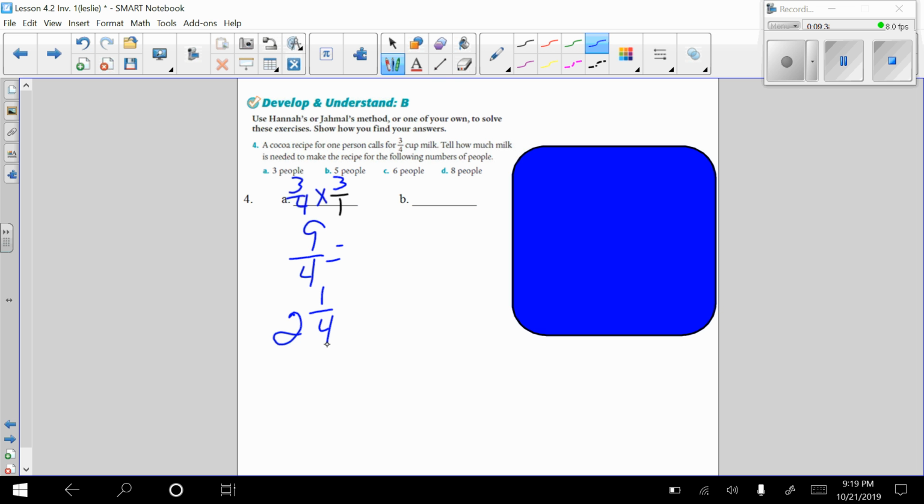If I had 5 people, I use the same method. 3/4 cup per person times 5 people. Put it over 1. Here we go. 3 times 5 is 15. 4 times 1 is 4. And then simplify. How many groups of 4 can you take out of 15? That would be 3 whole groups, which is 12. I have 3 left over, 3/4. Try the next two. Try for 6 people and 8 people. Come back and check your work.